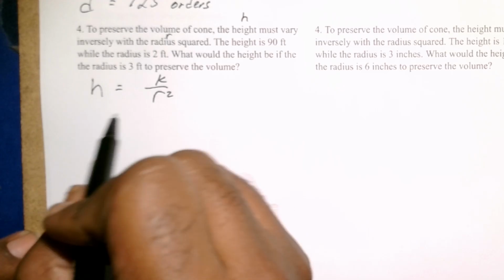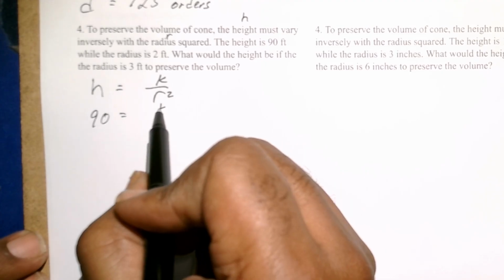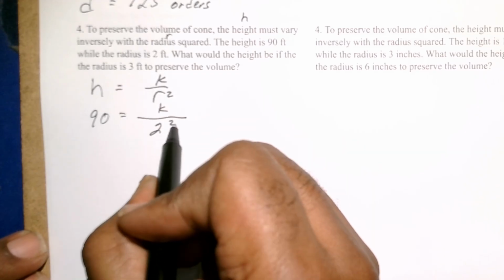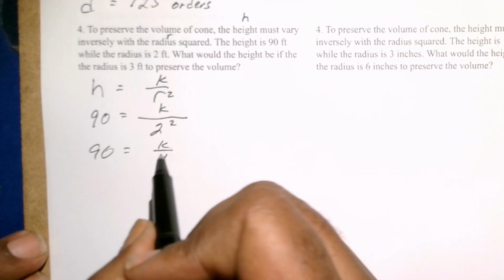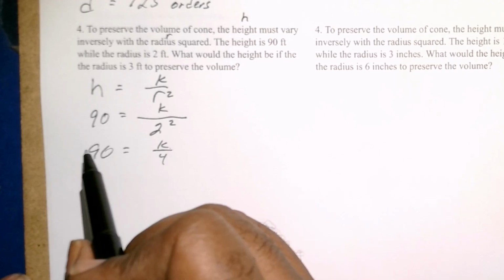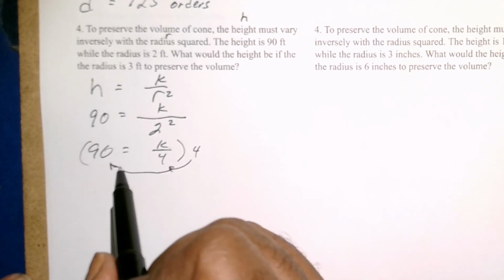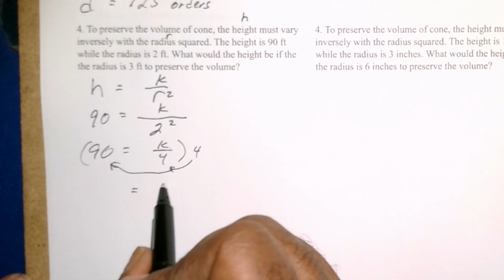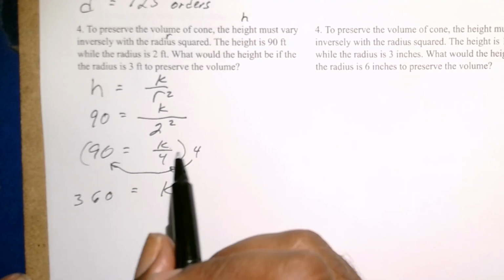Okay, so we know that the height is 90, k is still unknown, but we have a radius of 2 feet, so 2 squared. Okay, 2 squared is going to become 4, so this is actually k over 4. And we're going to multiply both sides here by 4 in order to cancel out this 4. So we'll distribute it here, and we'll distribute it there. 4 times this k over 4 gives us 1k, and 4 times 90 is going to give us 360.